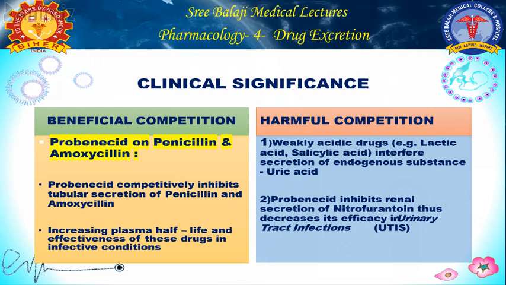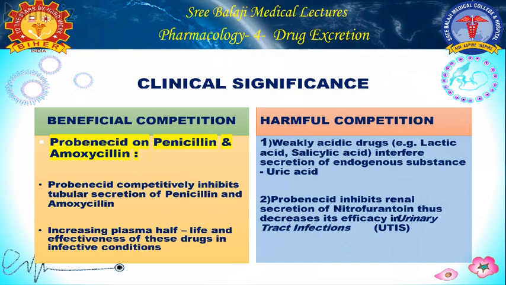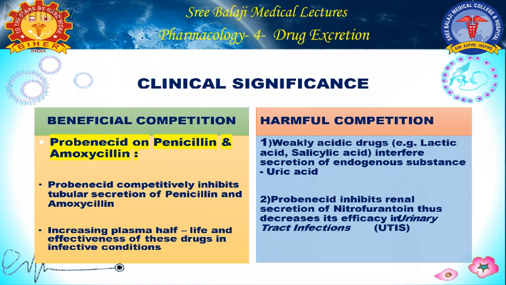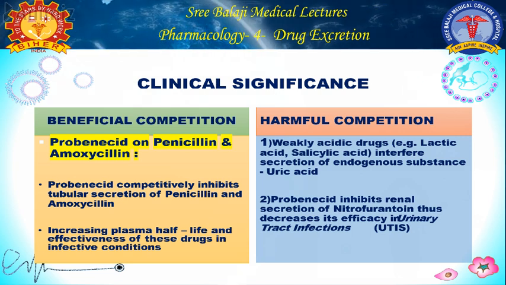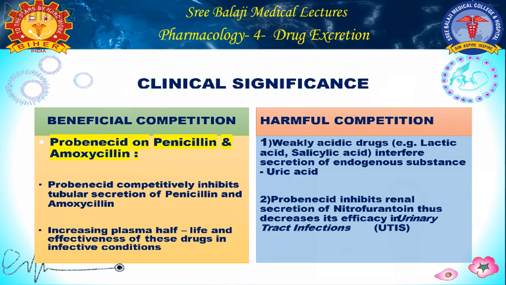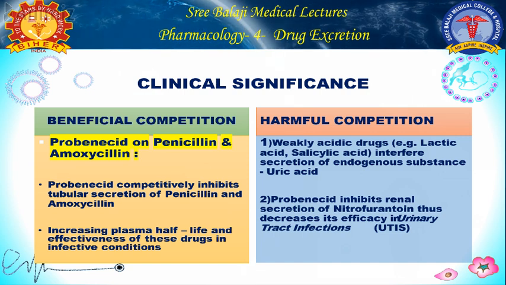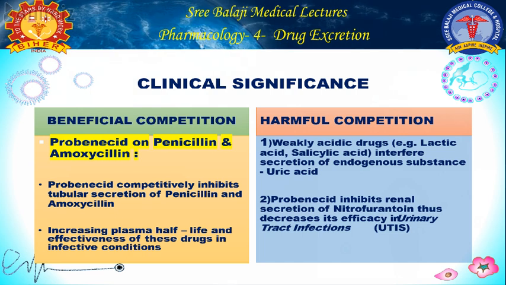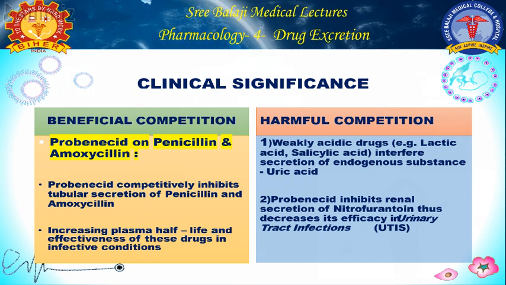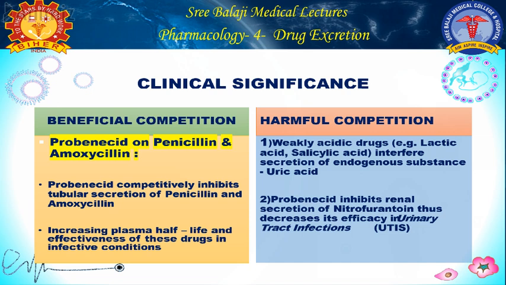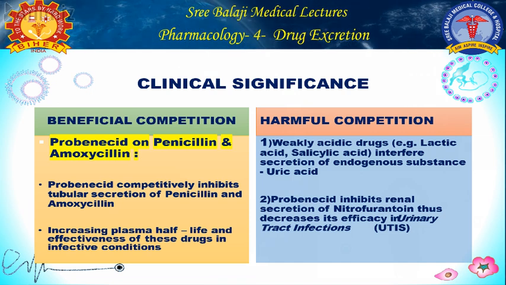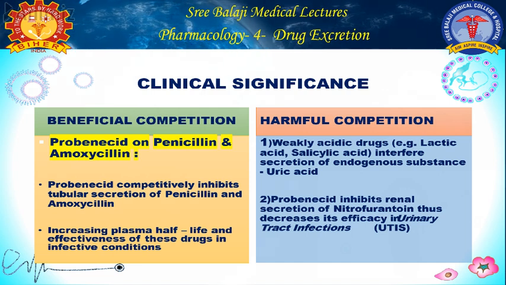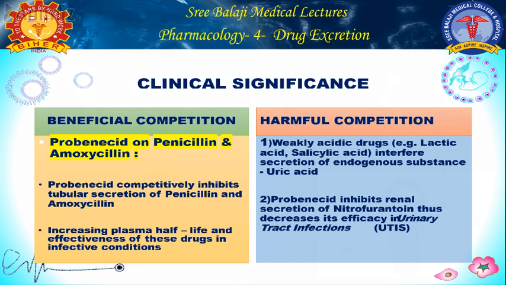Now when it is harmful, the examples are weakly acidic drugs like lactic acid and salicylic acid. When these drugs are given, they interfere with the secretion of endogenous substances like uric acid. Uric acid has to be excreted. When its secretion is inhibited, there will be accumulation of uric acid in the body. This will cause gouty arthritis.